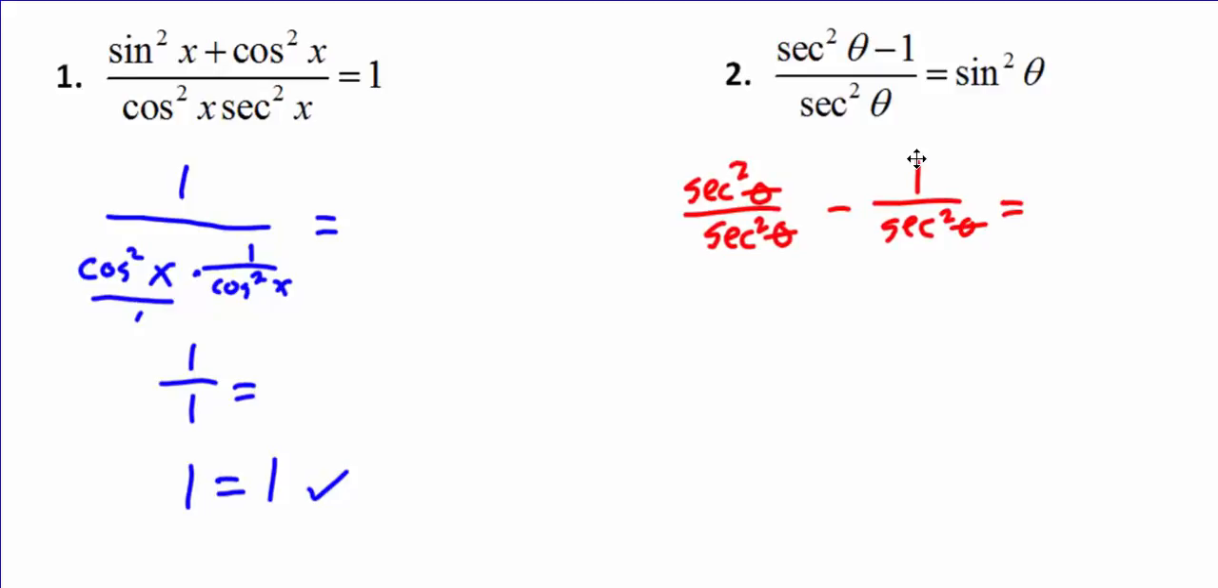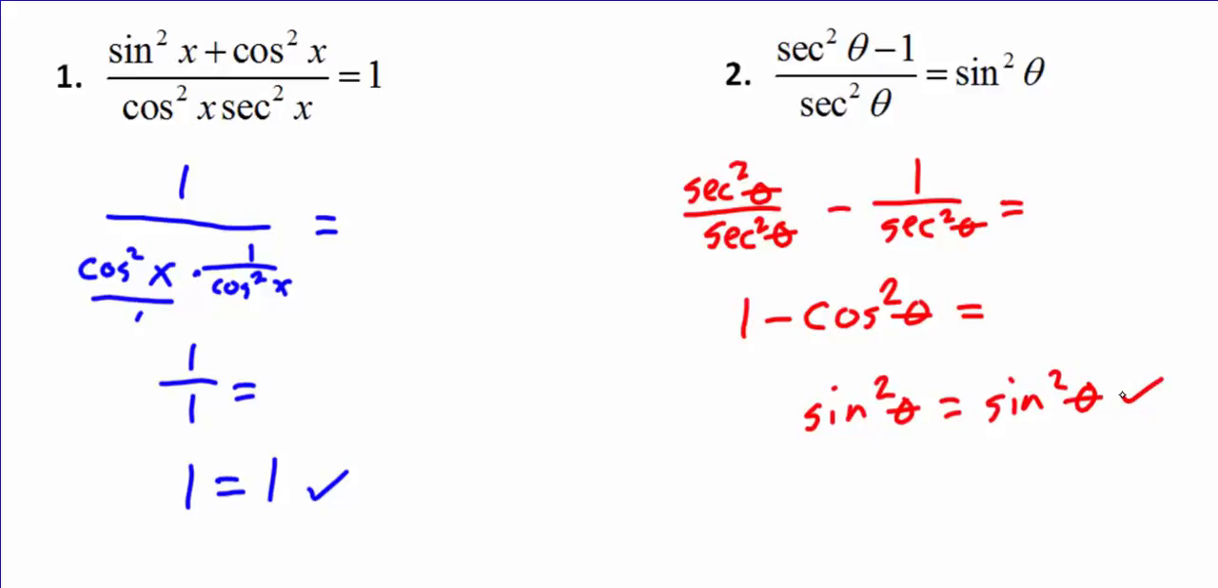and again we're just going to work with this left side. Obviously it's the more complex of the two, and then let's start simplifying. Secant squared over secant squared, that's 1. 1 over secant squared is cosine squared theta. Now I'm going to use that Pythagorean identity because we know 1 minus cosine squared is sine squared theta.